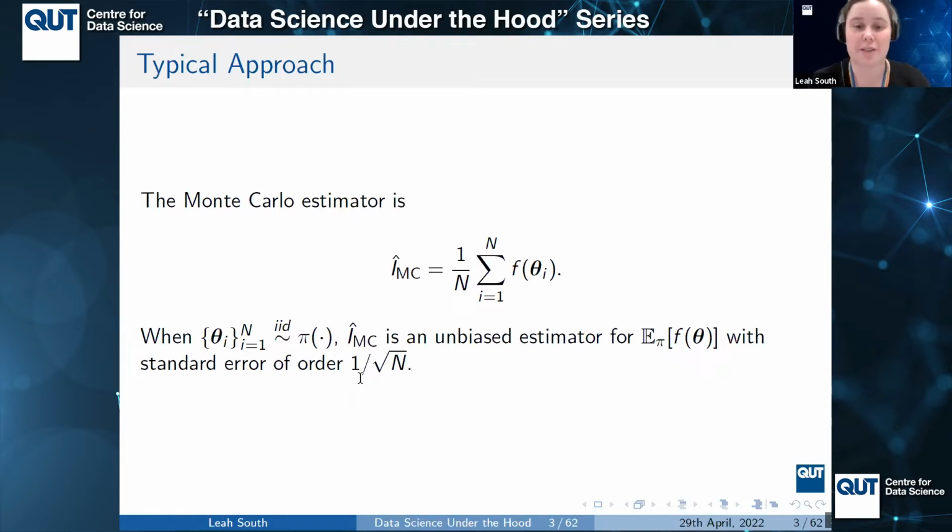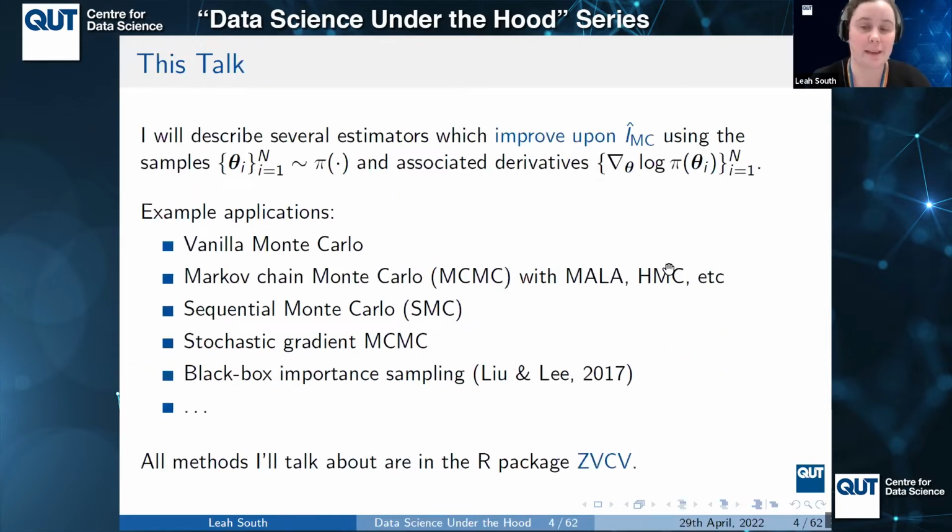So if you wanted to reduce the variance by a factor of 100, you need 100 times as many samples. Often that's going to be expensive because your sampling might be through, say, MCMC or something like that, and each iteration is going to involve a likelihood computation. Whatever your sampling method is, it can be expensive to get samples. So basically, we want to think about a way to improve on this without getting more samples. This talk is going to describe several estimators to improve upon this.